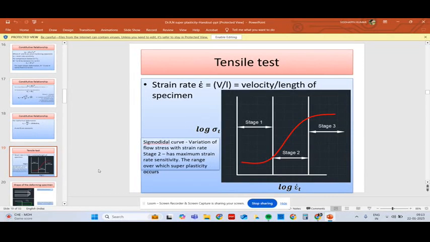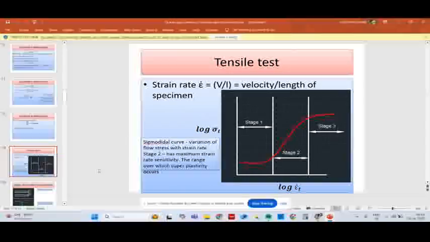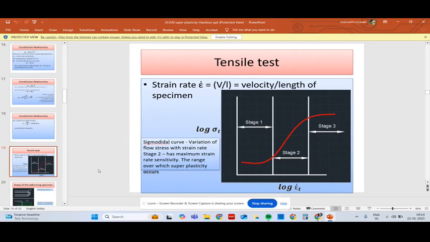This is the typical tensile test. This graph is plotted between log sigma, that is true stress, and log strain rate epsilon dot. This is nothing but a sigmoidal curve. The variation of the flow stress with the strain rate is nothing but a sigmoidal curve.